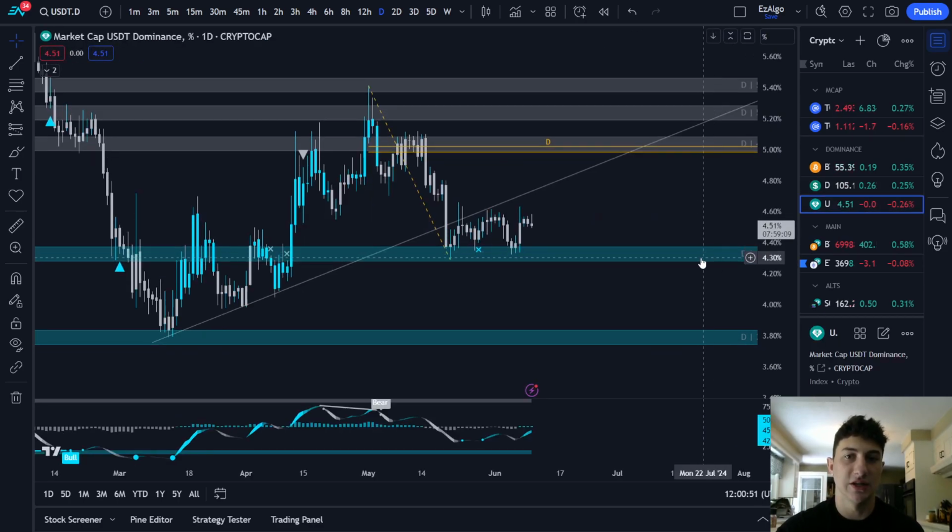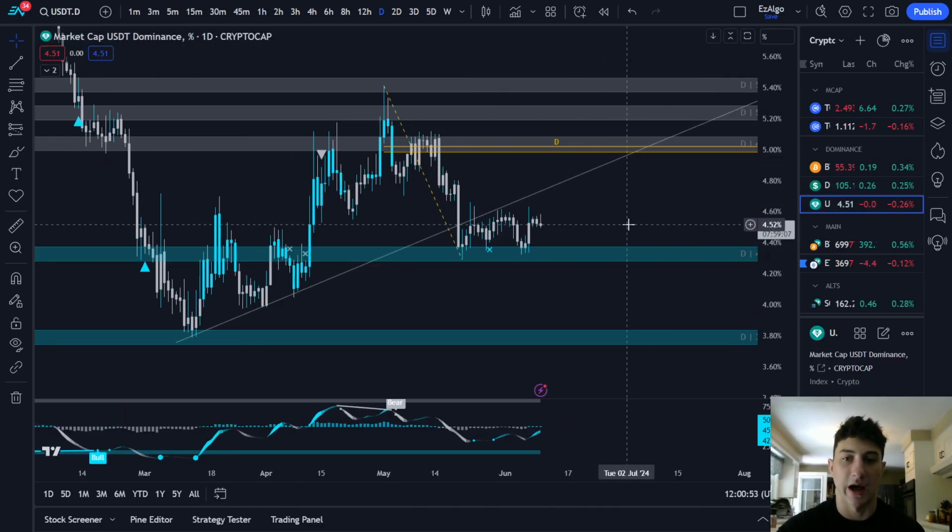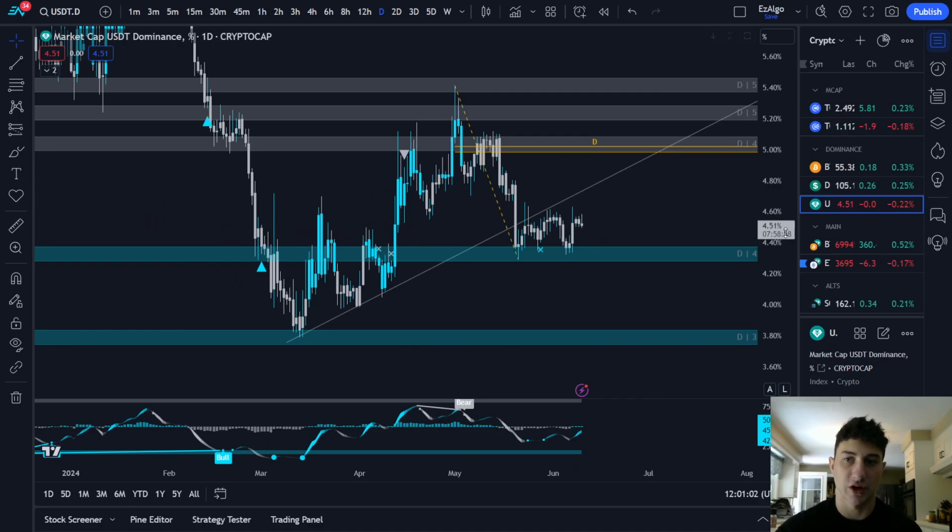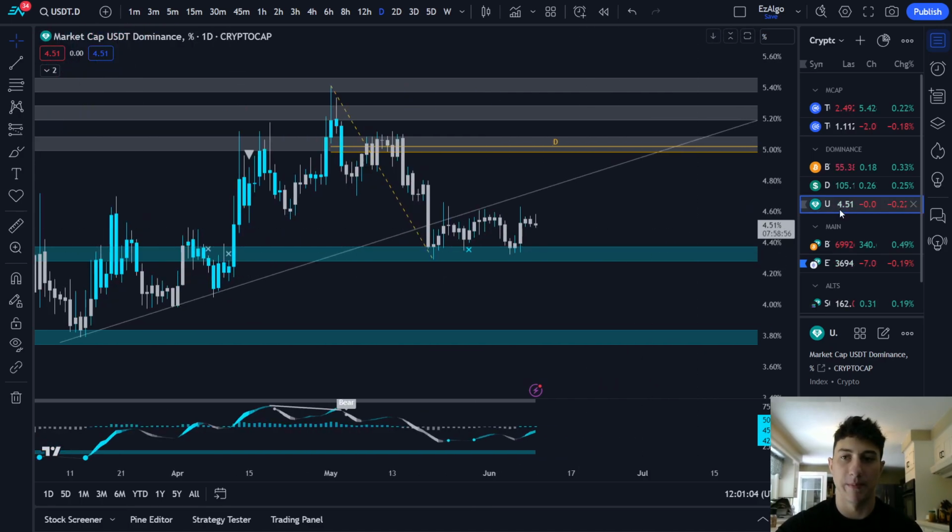If we look at the USDT dominance, I am expecting more downside here, where we are holding support. We had broken this uptrend with displacement down, breaking market structure. This is bullish for Bitcoin, right?